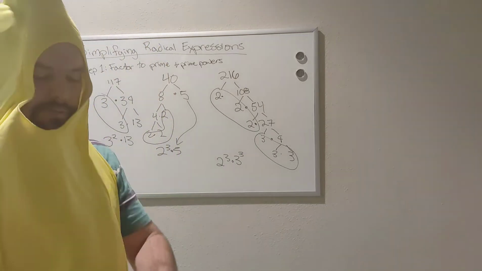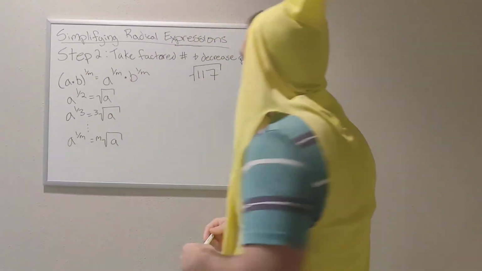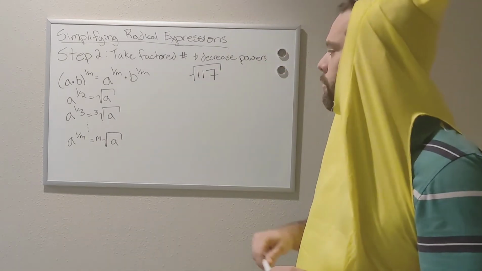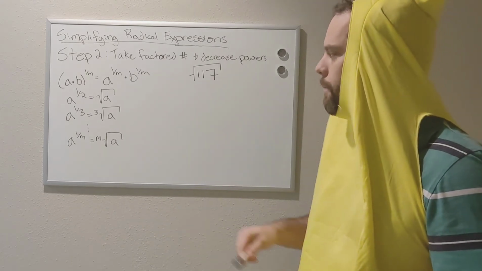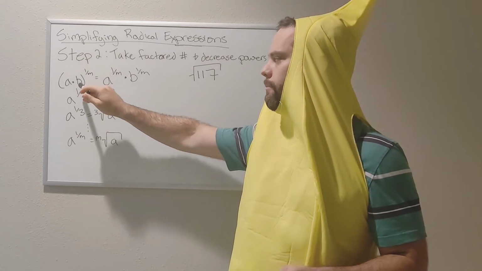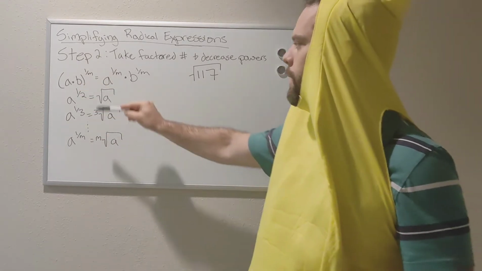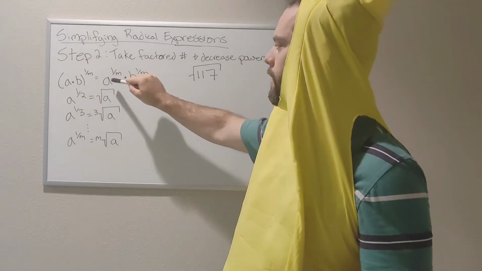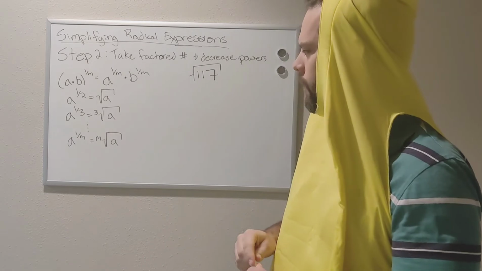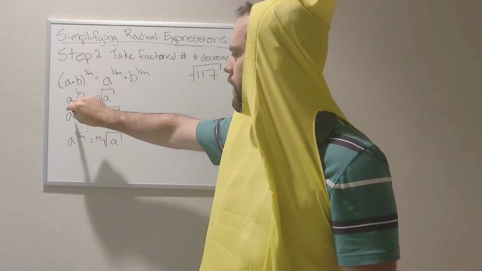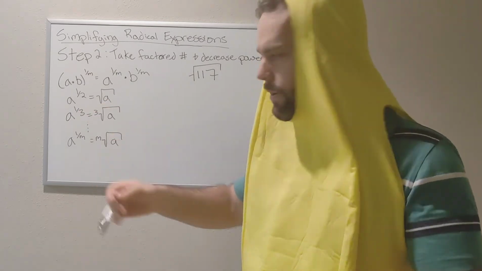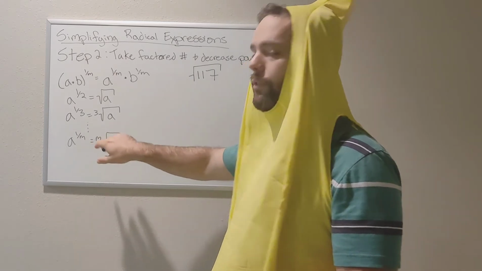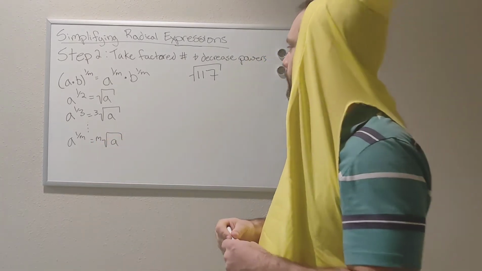Now we're going to move on to step 2. Let's clean up the board and take a look. We're going to take the number that we've just factored and we're going to decrease the powers as need be. A couple tools are going to help us along the way. We're going to remember some properties of exponents. We want to remember that a times b raised to the 1 over m is the same as a to the 1 over m times b to the 1 over m. And just some notation, a to the 1/2 is the same thing as the square root of a, a to the 1/3 is the same thing as the cube root of a, and a to the 1 over m is the same thing as the mth root of a.